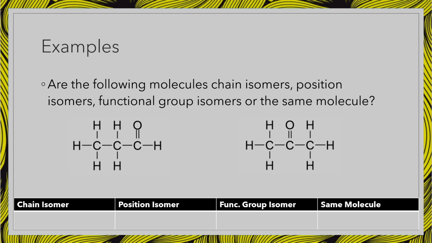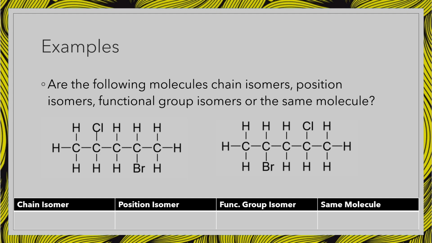What about this one? So on the left, we have propanal. On the right, we have propanone. Now, are they chain isomers? Well, no, they've got the same chain. They're both prop. Are they position isomers? No, because they don't have the same functional group. And that's where our correct one comes in. They've got different functional groups. One's an aldehyde, one's a ketone. So these are functional group isomers.